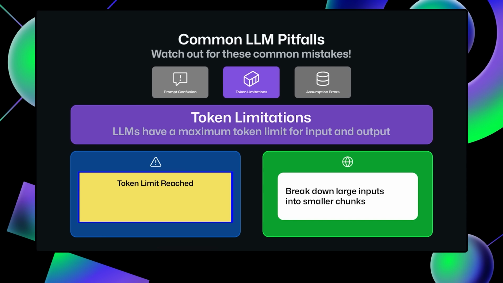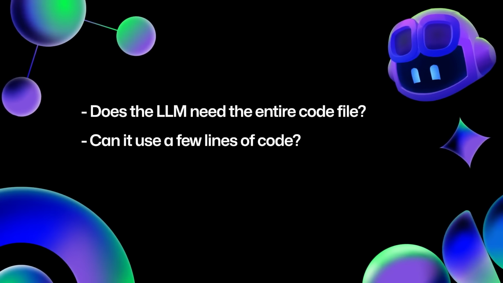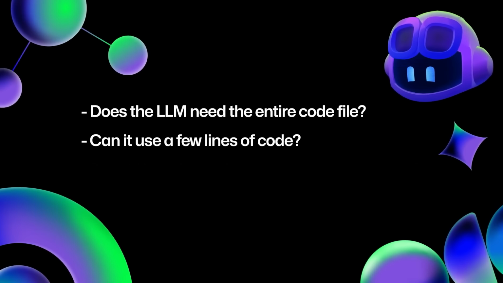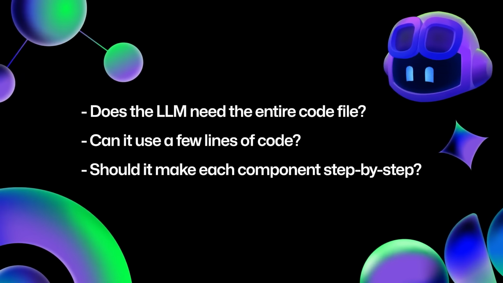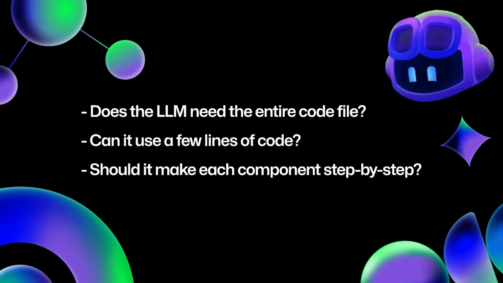Similarly to before, you will want to iterate on smaller parts, but also only provide necessary context. Does the LLM need your entire code file to work, or can it just use a few lines of code in a certain function? Instead of asking for it to generate an entire application, could you ask it to make each component step by step?